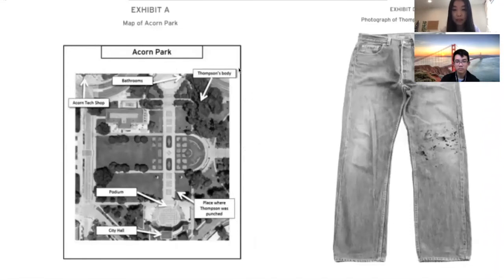So now we have two exhibits. Exhibits are basically references that people point to throughout the trial. For example, this is a map of Acorn Park, which people can point to as a reference, drawing more detail to give a better understanding of what happened in the scene and what exactly took place.